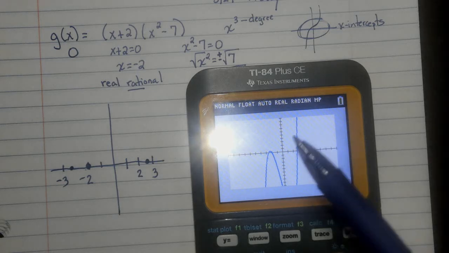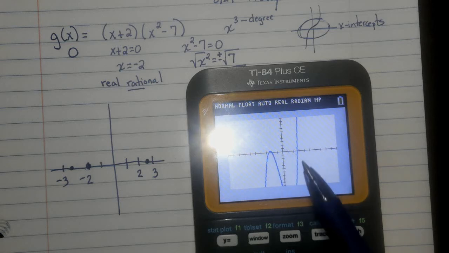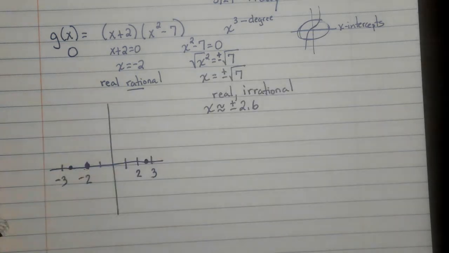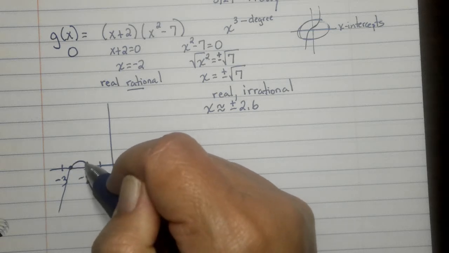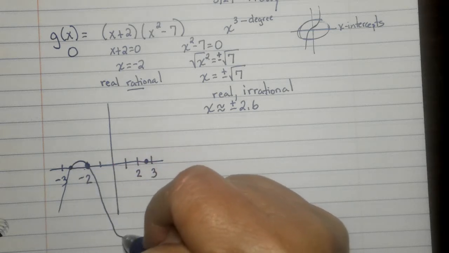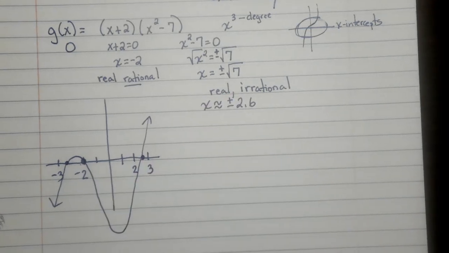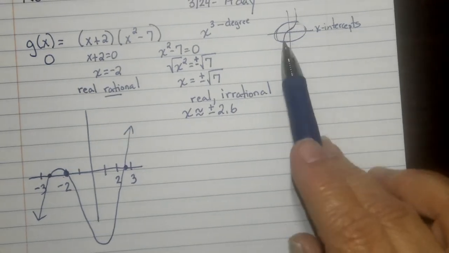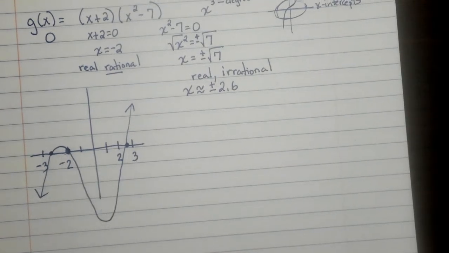So, can you see the x-intercept at negative 2? And then there's the one at negative square root of 7, and then there's the one at positive square root of 7. Right? So we can kind of tell that our graph just goes barely up like this, and this one goes way down. Then it comes back up. So it follows the end behavior that we would expect from a cubic function, but it goes way down in the middle.